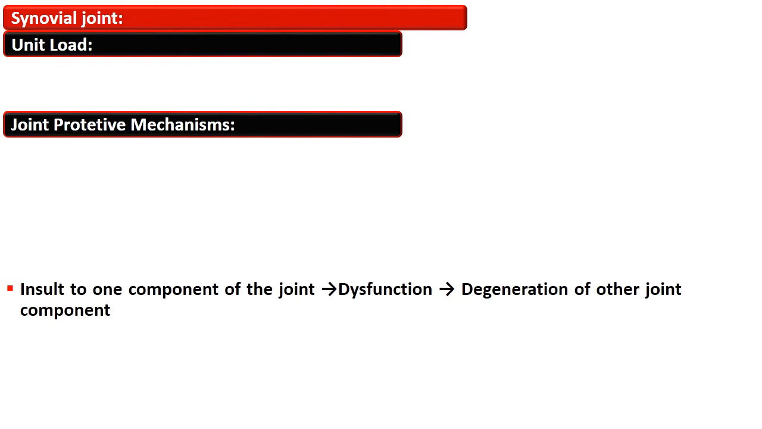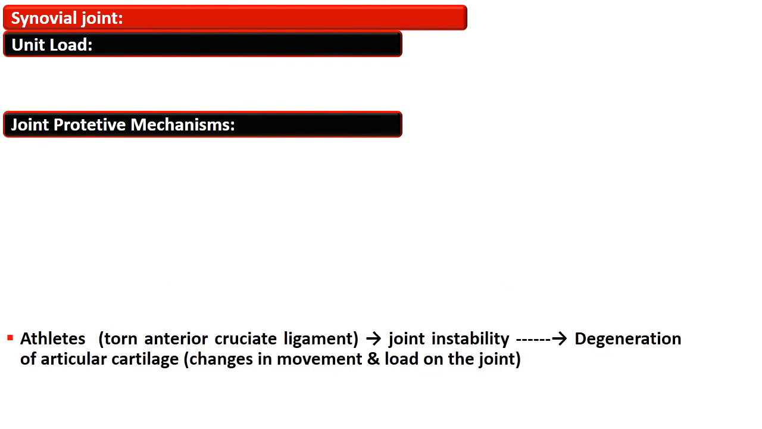What happens if there is an injury to any component of the joint? It will result in dysfunction of the joint, and dysfunction of this joint will result in degeneration of other components of the joint, as happens in the anterior cruciate ligament. If torn in an athlete, it will result in joint instability, and this instability of the joint will result in degeneration of the articular cartilage.